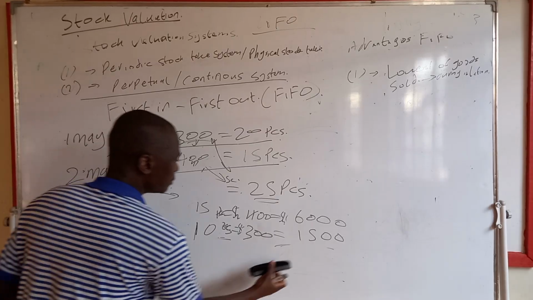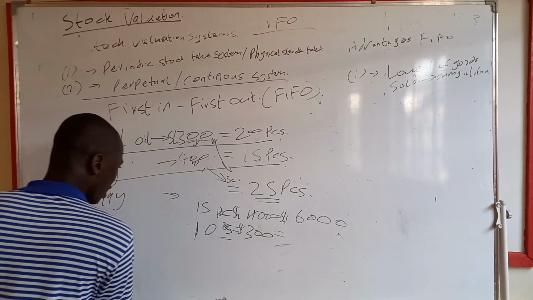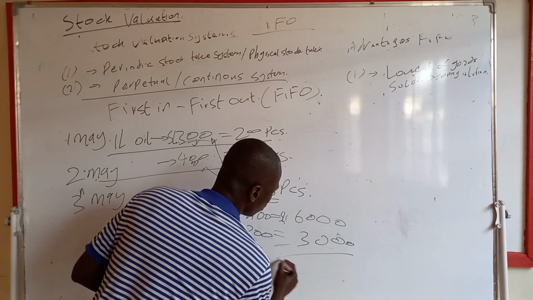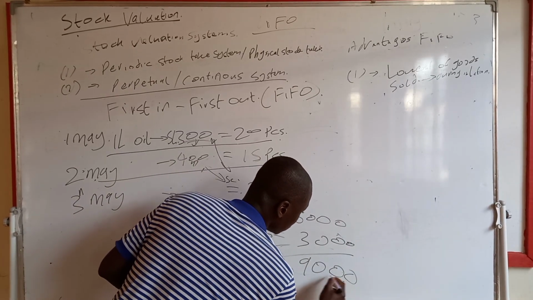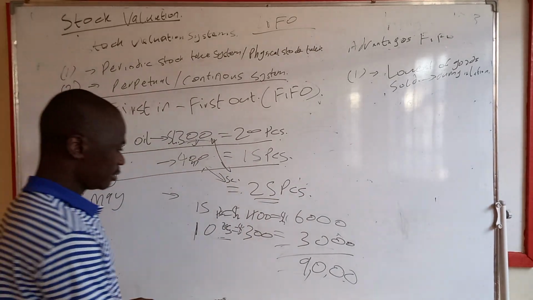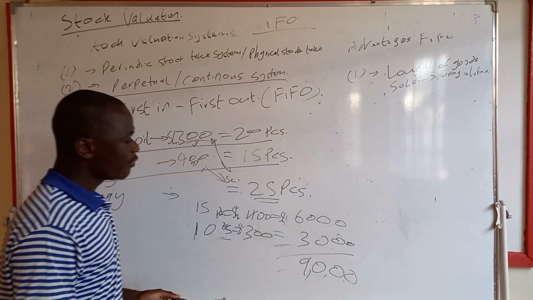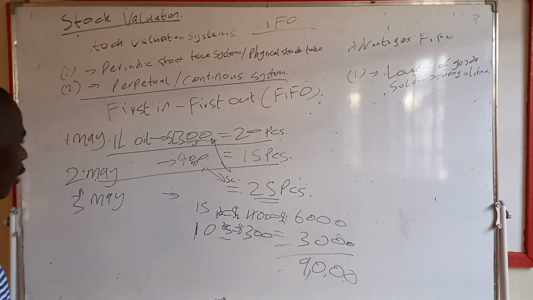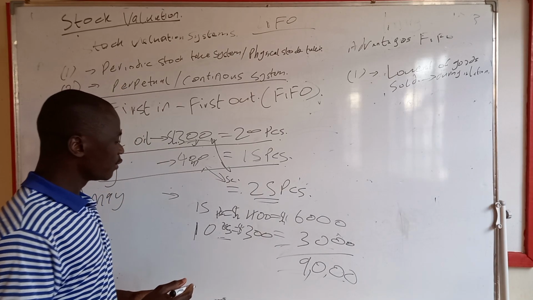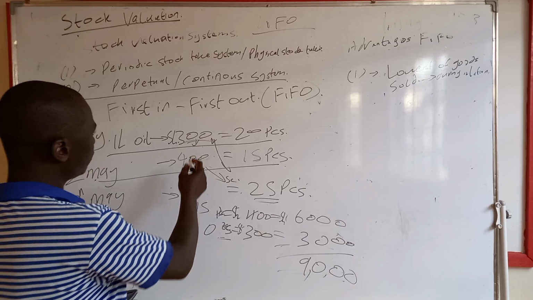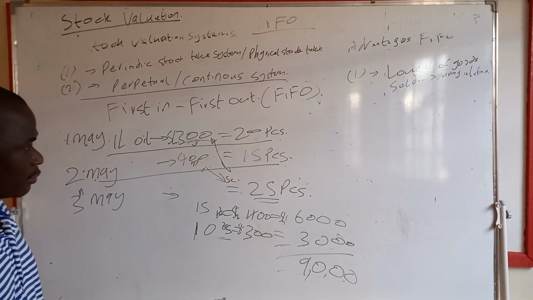So therefore, if that is 10, then this one becomes 3,000. Total becomes 9,000. As you can see, it is much higher than the price when we use FIFO. So during inflation, for you to get a better result in terms of cost of goods sold, you better use FIFO, not LIFO.